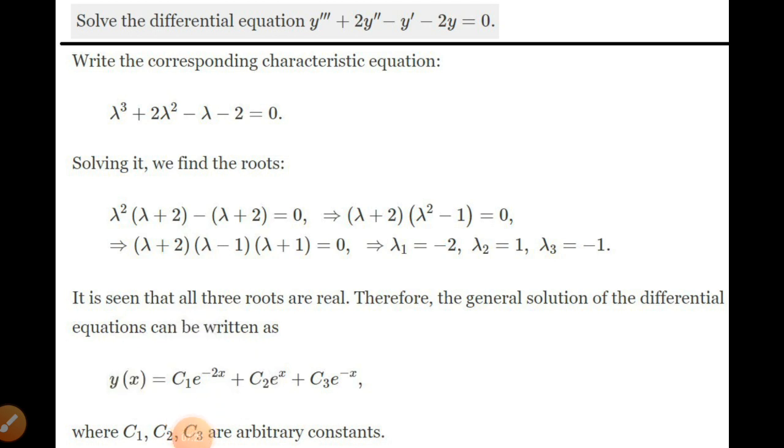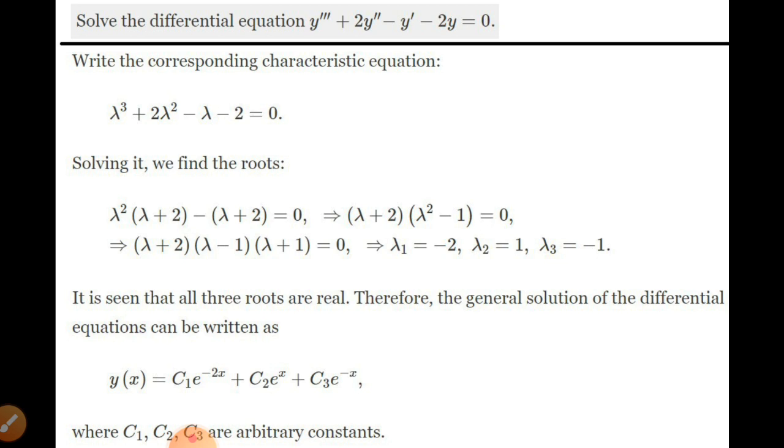And we can find the roots of this characteristic equation by any method. Suppose we assume a particular root in this equation. If we put lambda equals 1 and it satisfies this equation, it means it is a root of that equation. Then we divide this whole equation by lambda minus 1, which gives a quadratic equation from this cubic equation, and the roots of the quadratic equation can be found by the general method. So the roots of this characteristic equation will be minus 2, 1 and minus 1.